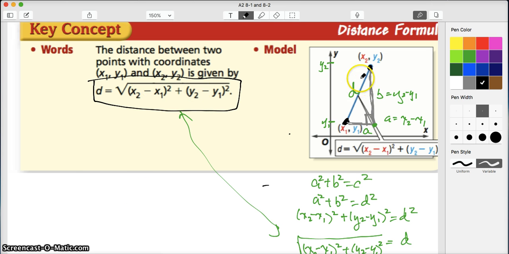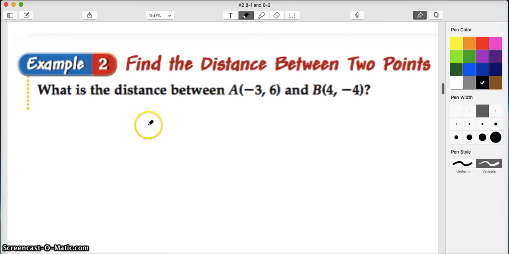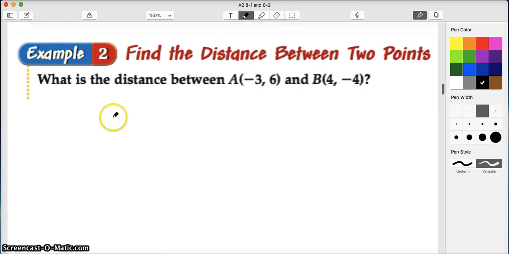So given 2 points, if you find the difference between the x points, square it, and add that to the difference between the y coordinates' values, and square it, then you take the square root of that, you've got the distance between the 2 points. All right, so let's go ahead and see how we can apply the distance formula here.